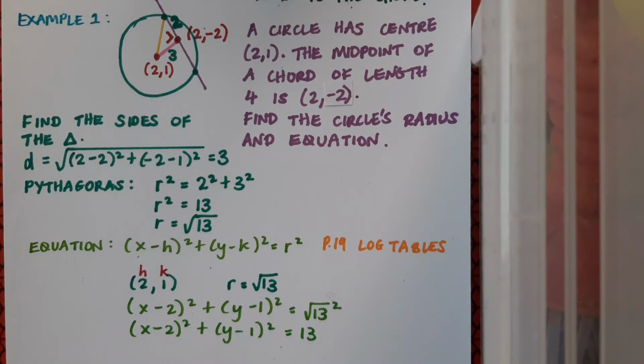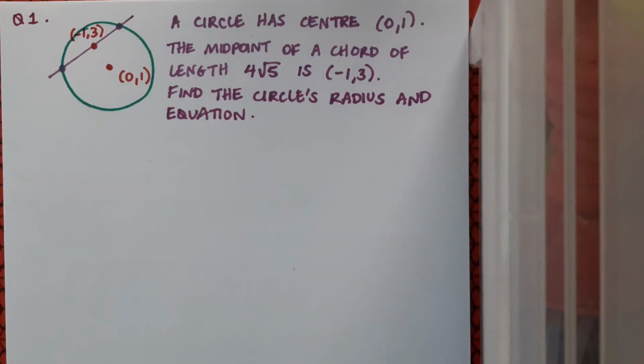Okay, so now a question for you. Okay, so here's your question. A circle has centre 0, 1 and the midpoint of a chord of length 4 root 5 is minus 1, 3. Find the length of the circle's radius and its equation.